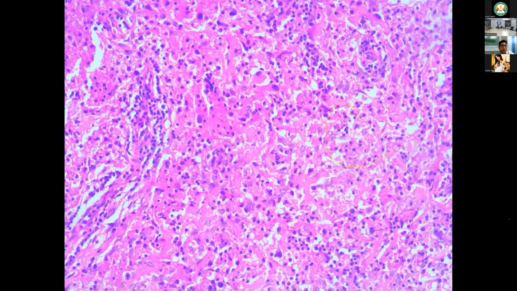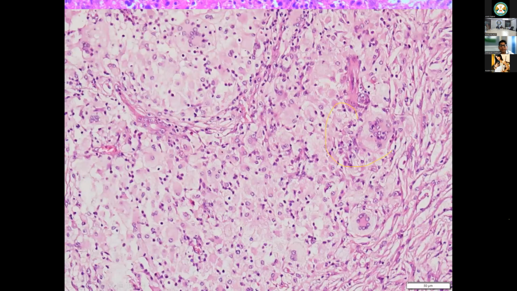And you can see here this perivascular collection of lymphocytes and plasma cells. And here there are these cells which have abundant eosinophilic cytoplasm. Some had this pink kind of cytoplasm and some have this kind of vacuolated cytoplasm. However, if you look at the nuclei, they appear very bland in these cells.